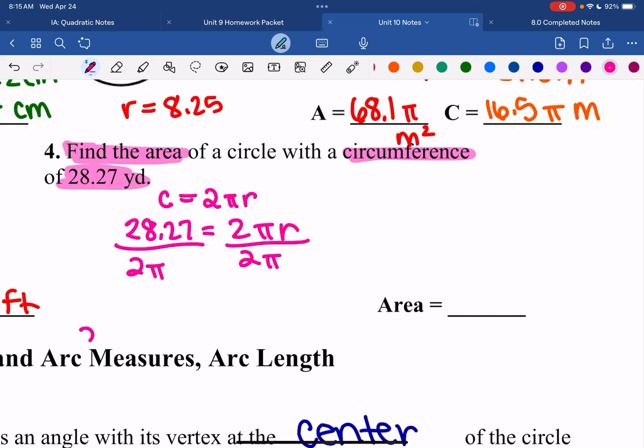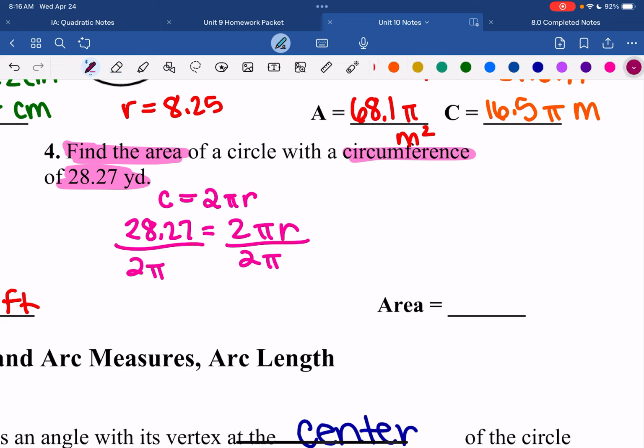Just when you're typing in your calculator, make sure you have parentheses around the 2 and the pi so that your calculator knows it needs to divide your number by both 2 and pi. Otherwise, you could end up getting a bigger number than you mean to, because sometimes if you don't do the parentheses, your calculator thinks it wants to divide by 2 and then multiply by pi, which would get you not what you want, because we want to divide it by 2 pi together. Okay?